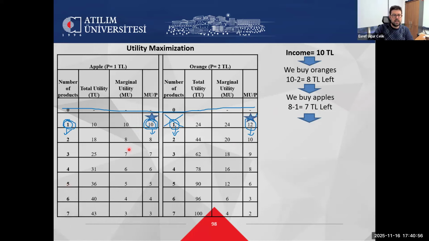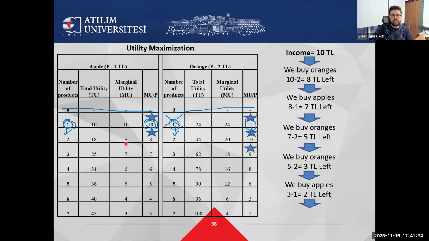This time, getting 1 more apple, 8. 1 more orange, 10. Which one is greater? Orange. So we choose orange. We pay 2 Turkish lira, so 5 Turkish lira left. Then we move for the orange, but we still hold for the apple. Let's compare 8 to 9. We choose 9, orange. 3 Turkish lira left. Then 8 to 8, equality, cheaper one, this time apple.